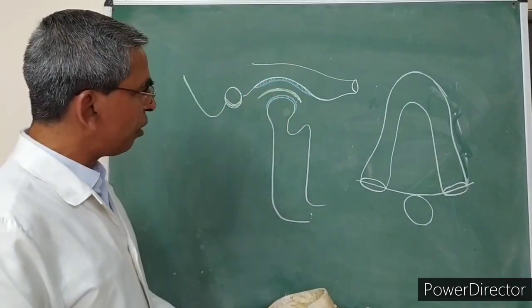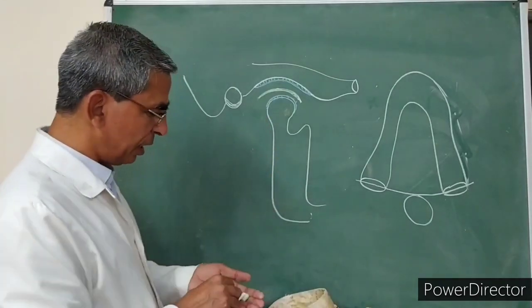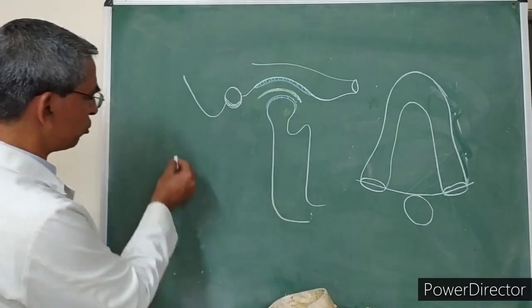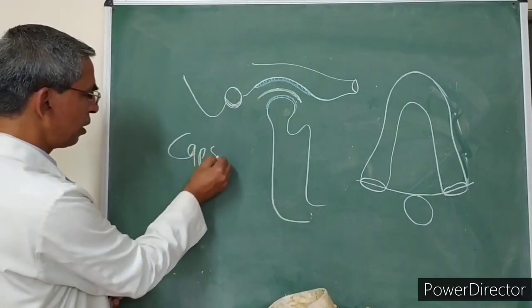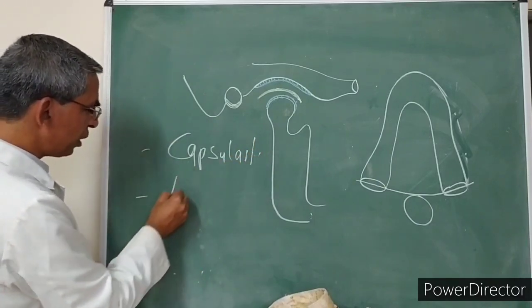Now, what are the ligaments connected to this joint? The ligaments are, one is the capsular ligament, and the articular disc.